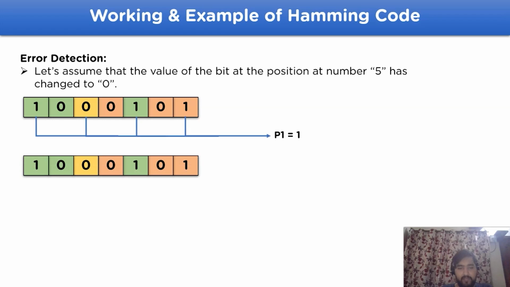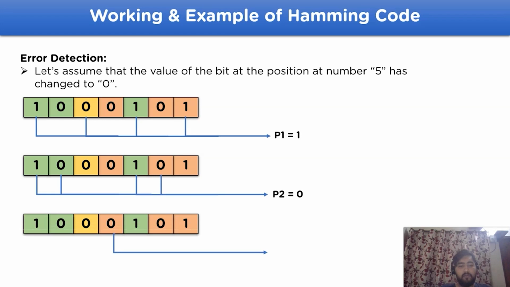Then for P2 we have D2, D3, D6 and D7. So the number of ones is even. That means the P2 value would be 0. Now let's move on to P4. That would be D4, D5, D6 and D7. The number of ones is 1, that means odd. So the value of P4 would be 1.